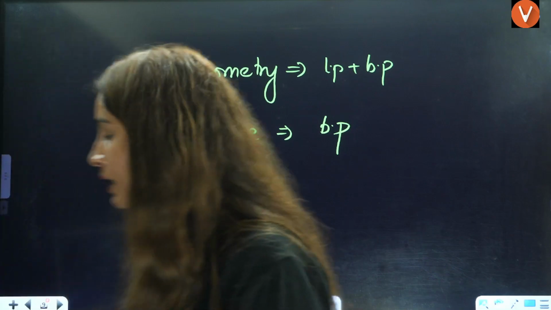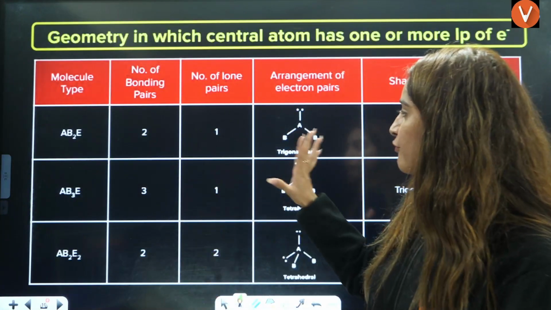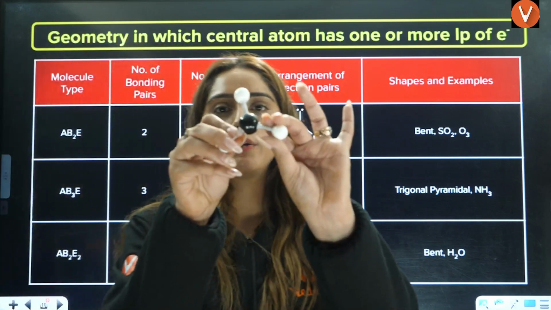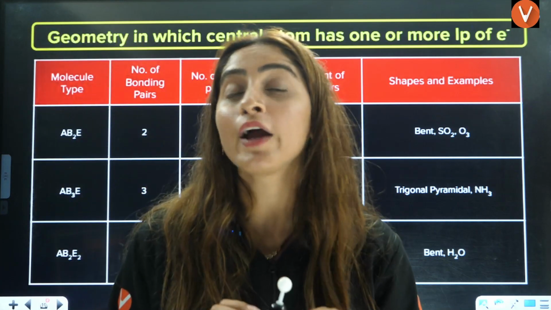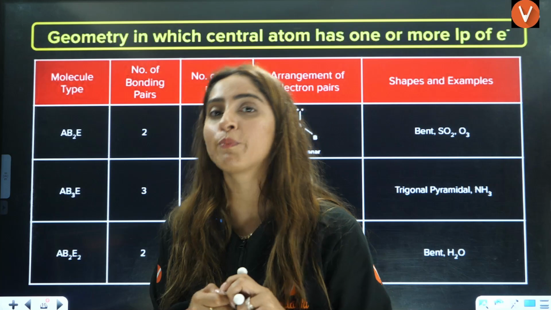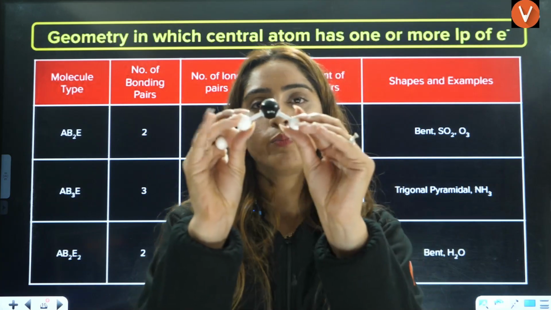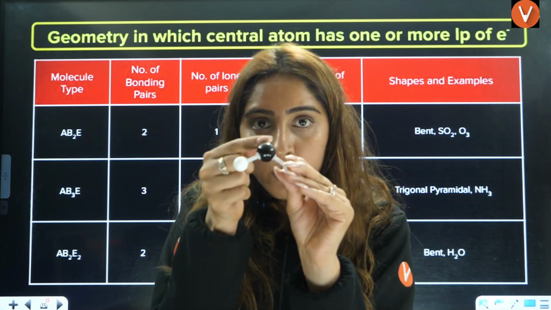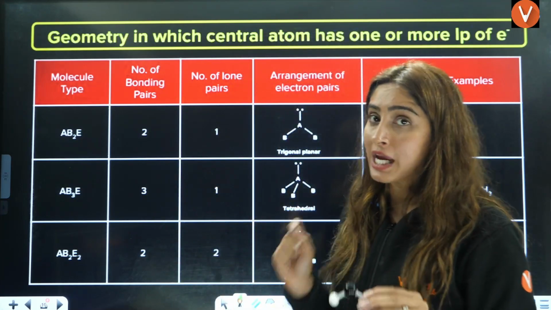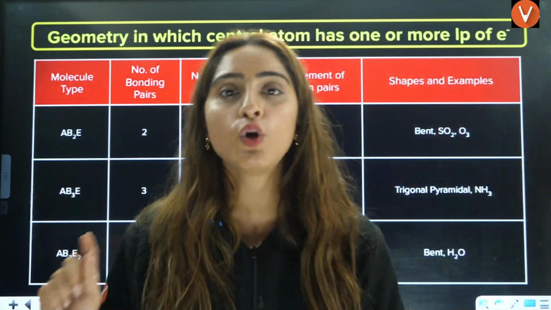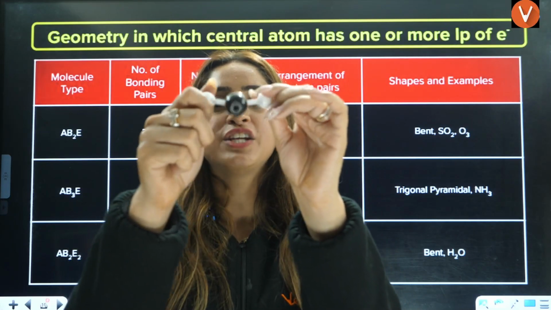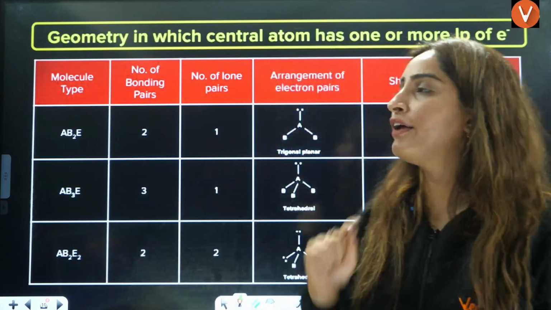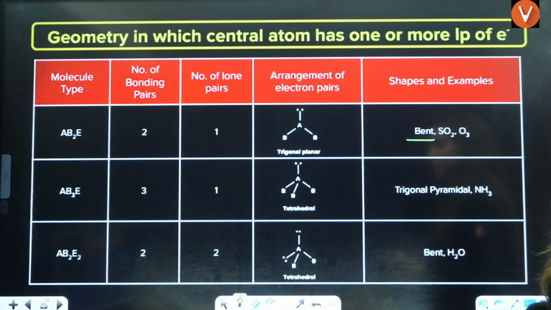Now, let us see this. If you have trigonal planar, and I am going to replace one bond pair with a lone pair, this is the trigonal planar geometry. Here I have one lone pair. But when I am talking about the shape here, I need to ignore the lone pair. So now it is a bent V shape. This is V, right? So the answer will be bent V shape, right?